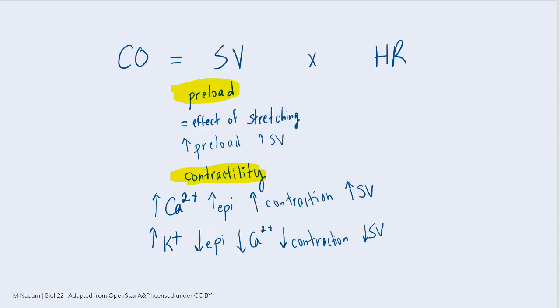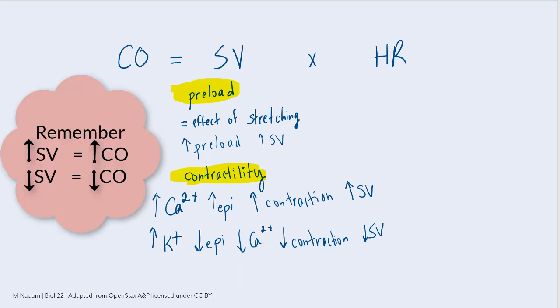And afterload, like I said, has the opposite relationship with stroke volume. So if there's too much pressure in the aorta, that's going to increase our afterload. And the more pressure that we have there, we have to overcome it with the pressure from the ventricles. And so the ventricles are not going to be able to send the same amount of blood forward because of it trying to work so hard to overcome that initial pressure. And that would decrease the stroke volume.